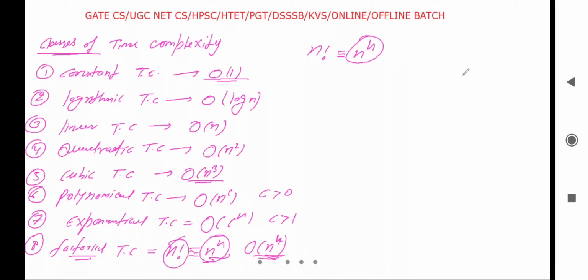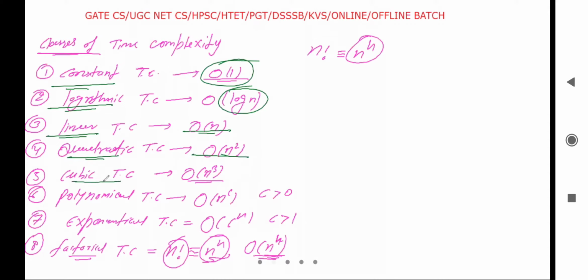Okay, let me repeat again. First one is constant time complexity, order of 1. Next is logarithmic time complexity, order of log n. Next is linear time complexity, order of n. Quadratic is n square and cubic is n cube. Next is polynomial time complexity, n power c, where c is a constant greater than 0.